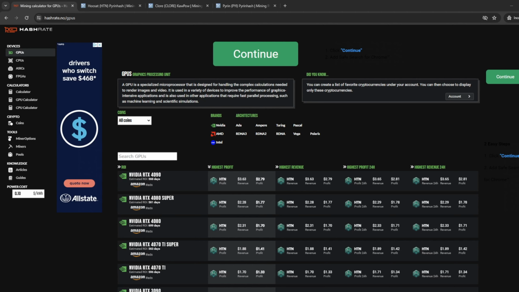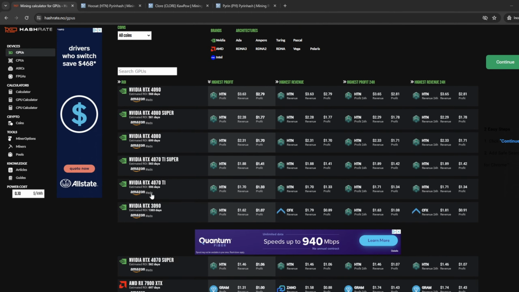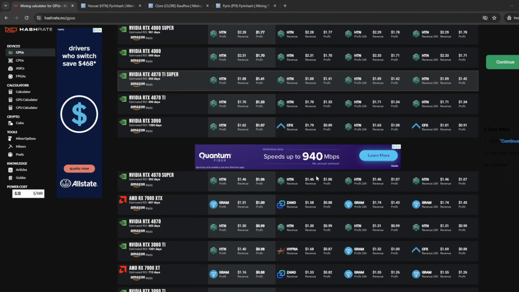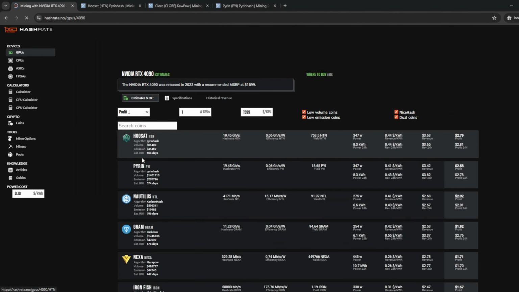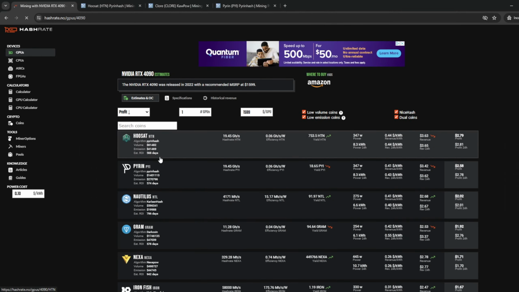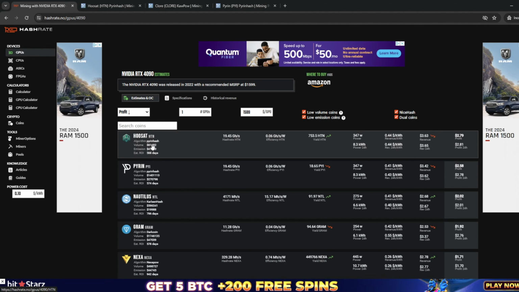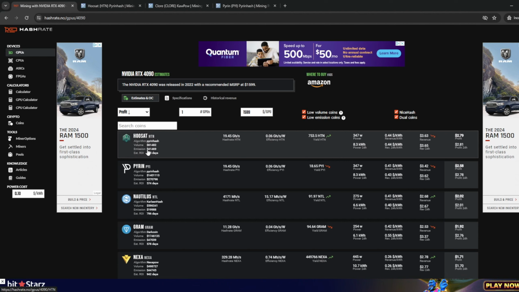So, over here on hashrate.no, I just went to take a look, and we can see it's basically flooded with this HTN token. So that got me wondering, what is HTN? Well, it's WHOSAT, and guess what? It is essentially a fork of Kaspa. Now, it is technically Pirin Hash, but Pirin is a fork off of Kaspa.